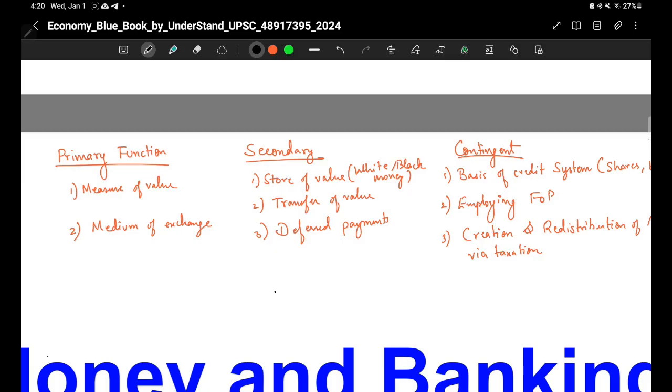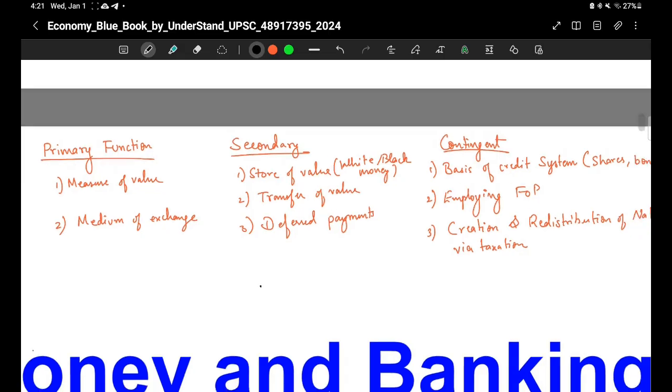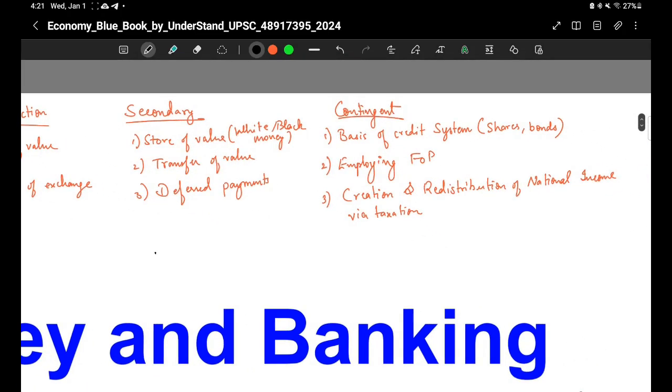Then transfer of value. Let's say a soldier is working in Kashmir. He wants to send money to his parents who are living in Kanyakumari, so he can send that money via bank accounts. So that is a secondary function. Then another secondary function is deferred payments. Deferred payment means paying a little at a time, like equated monthly installments, EMI. You delay the payment and you give little by little. So that is deferred payments.